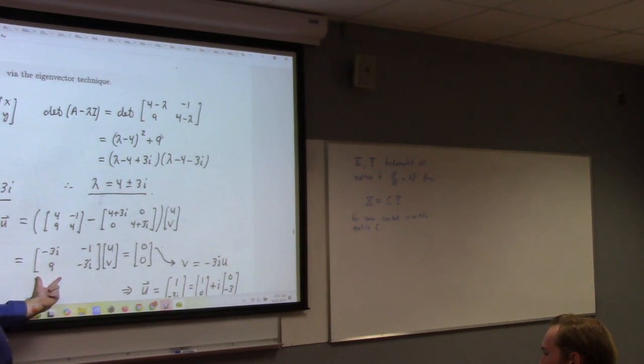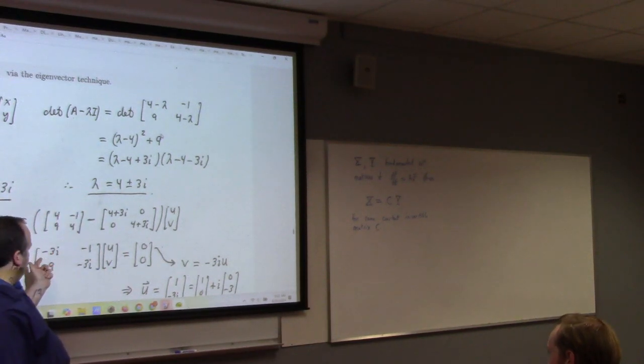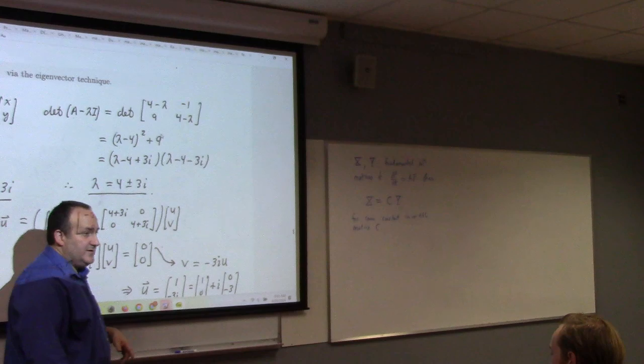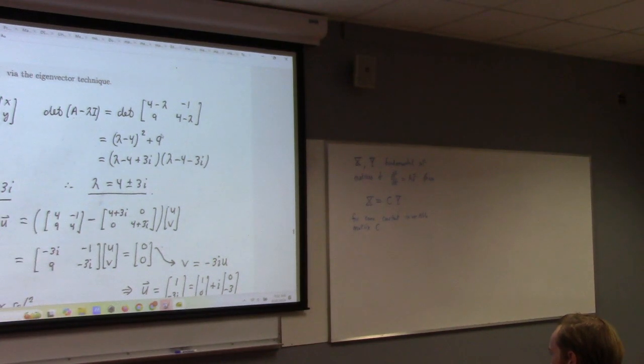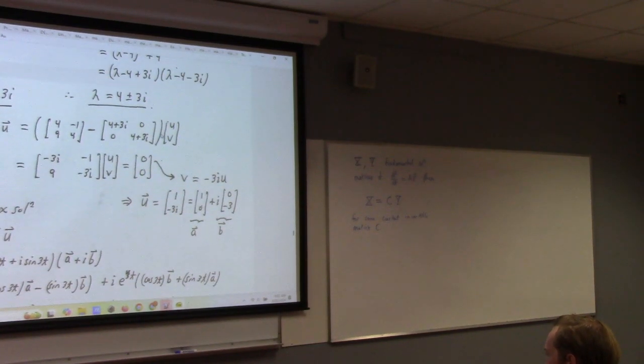It's fairly evident that 3i times the first equation gets me the second equation, so I haven't made a mistake, yay. And I just look at this one, and I make a typo here, white it out, and then write down that v is equal to minus 3iu. I set u equal to 1. And then, getting straight to the point here, I have my real and imaginary components to the complex eigenvector, which we usually call a and b.